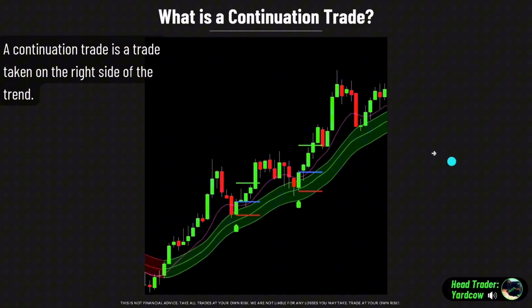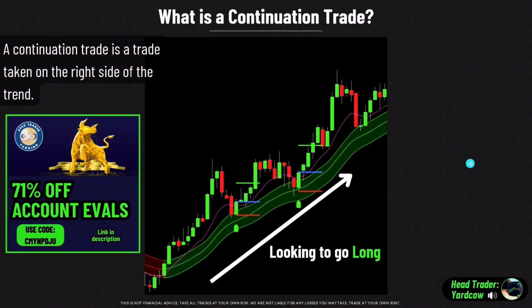So next, what is a continuation trade? A continuation trade is a trade taken on the right side of the trend, okay? So right here we have this chart, right? Which way is trend going? It's pretty obvious, right? It's an uptrend, okay? So since we want to be on the right side of the trend, we want to go with the trend. So since we're uptrending, we want to look for longs, okay?